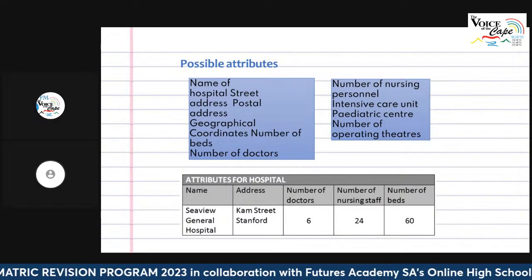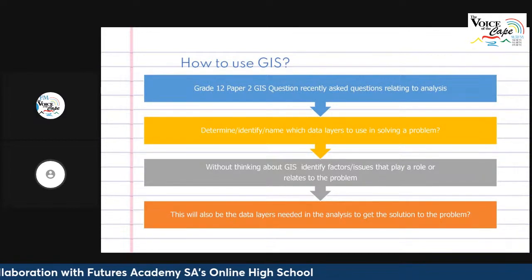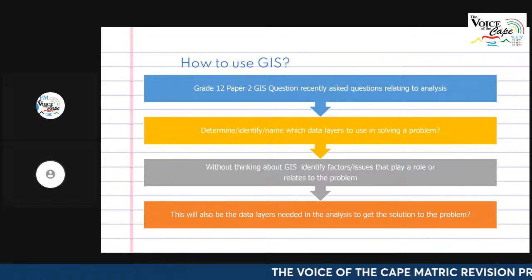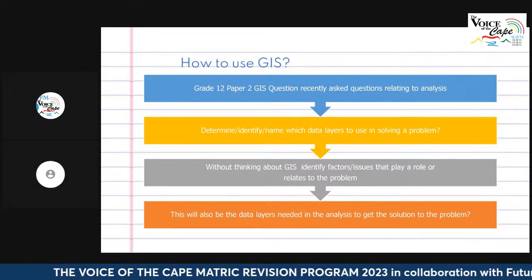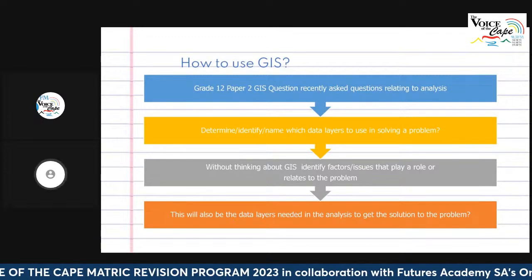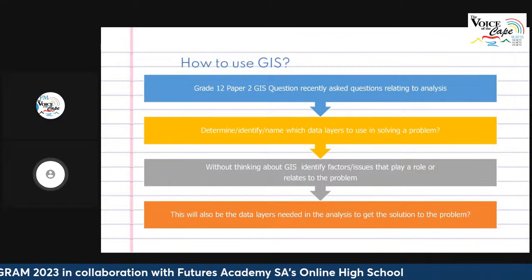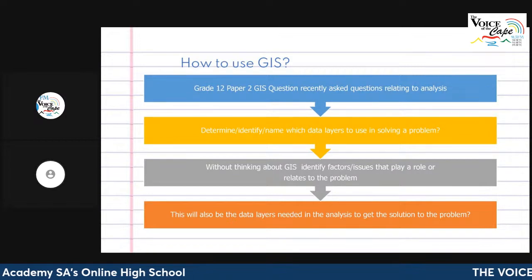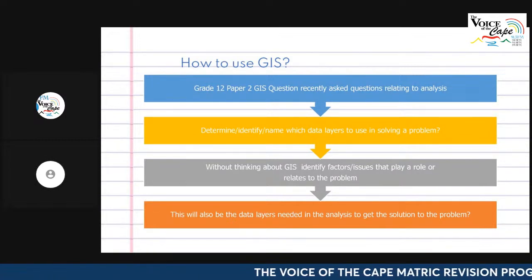Attribute data comes from there. Remember that. How exactly do we use GIS? Please remember, this particular one is with regards to analysis. So, determine, identify, name which data layers are used in solving a problem. It depends on what the question is asking you, but they will ask you to identify or determine which layer can be used to solve a problem.